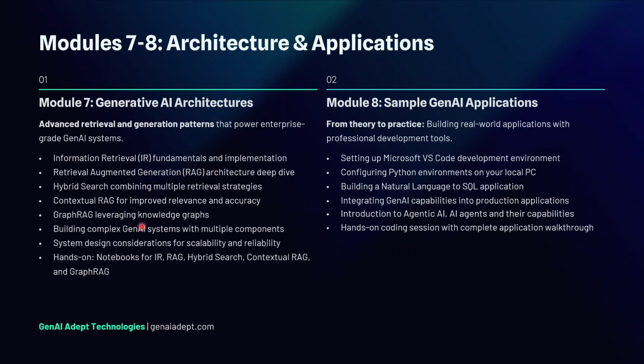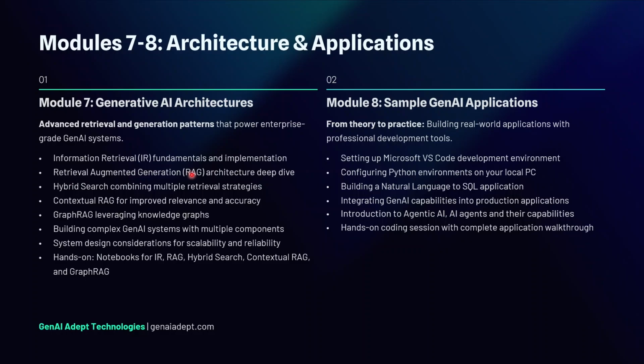There are different architectures available in generative AI, so it depends upon your use case. You can use one of those architectures. First we'll go through information retrieval, how you can use architecture for LLM implementation, and also the next one is RAG.